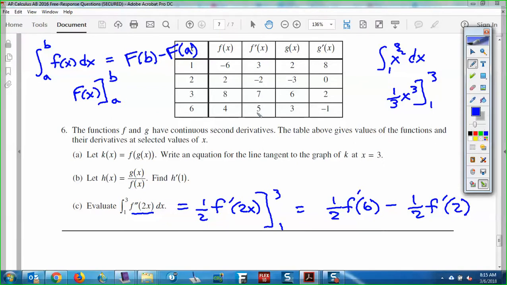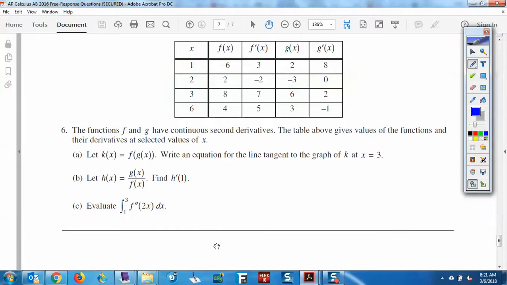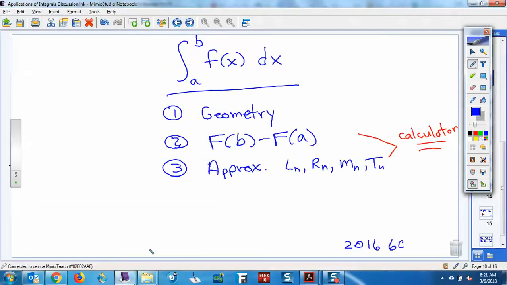So f prime of 6 is going to be 5, so this is 5/2. And then f prime of 2 is going to be -2, so that's going to be -1. So 5/2 plus 1 would be 7/2. So the answer to that problem is 7/2. Okay? So that's how we would do 6C. All right, moving along. It's not the simplest one we've done, but it's just using fundamental theorem part 2 to do a definite integral with table information. That's kind of our emphasis with that packet too, looking at some of this stuff with tables.